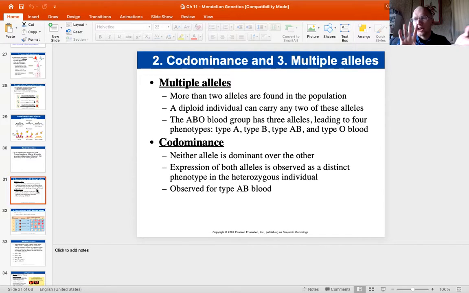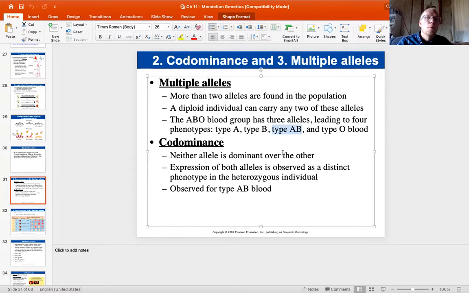That's similar to polygenic inheritance, but a little bit different, because in this case, you can be A type, B type, AB type, which is a type of codominant, or O type. So that's 3 different alleles. Codominant is like this AB blood, where both are dominant.